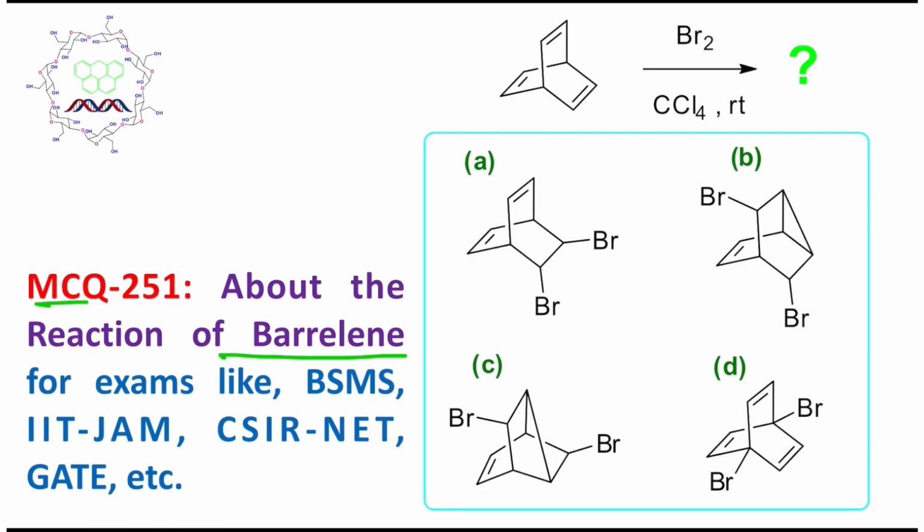So this molecule has three isolated double bonds. It reacts with bromine in carbon tetrachloride. And what is the major product of this reaction? So here four options are provided and one of them is the right answer. I request you students, please pause the video, try by yourself, and whatever answer you get, please write in the comment box. Don't worry, after some time you will get the right answer with proper explanation.